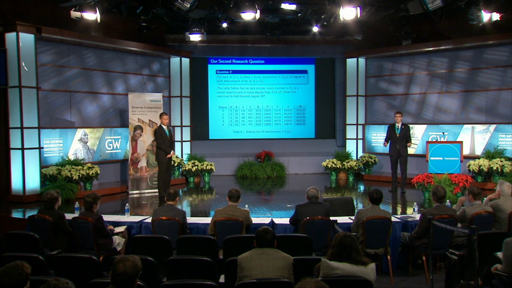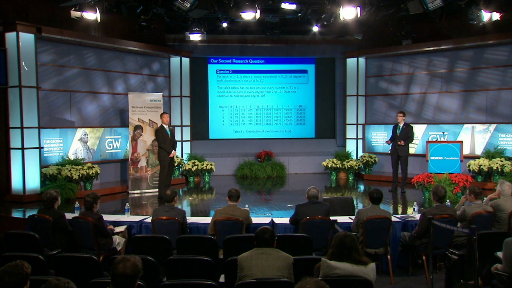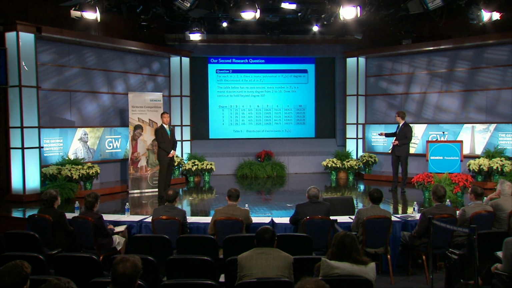We've looked at equidistribution, yet there is an even more basic pattern in the data. Notice that none of the numbers in the table are 0. Is this always the case? That is, for any m, do the discriminants of the degree m monic polynomials in FQ bracket x take on all values in FQ? For large degrees, the answer is yes.